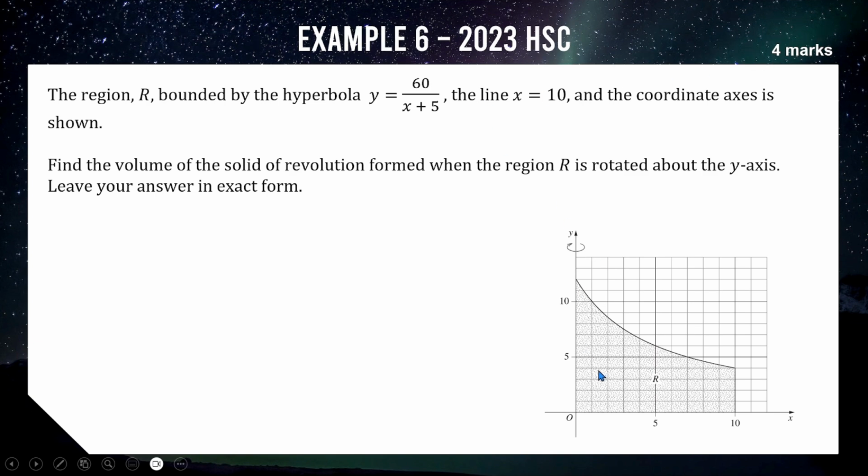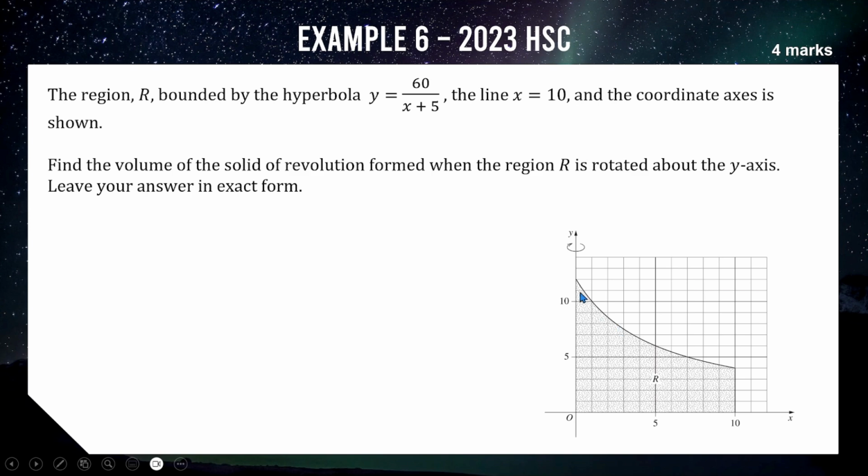We have a region R shown in this picture here. That's bounded by this hyperbola, little spoiler. We have this hyperbola 60 over x plus 5, which is this curve right here. But then we're cutting that curve off at the line x equals 10. Okay? So we're going up to the y-intercept, which we can see is 12. The curve is stopping at x equals 10. And then we have this shape here that we are rotating around the y-axis to make a solid. Find the volume of the solid, leave your answer in exact form.